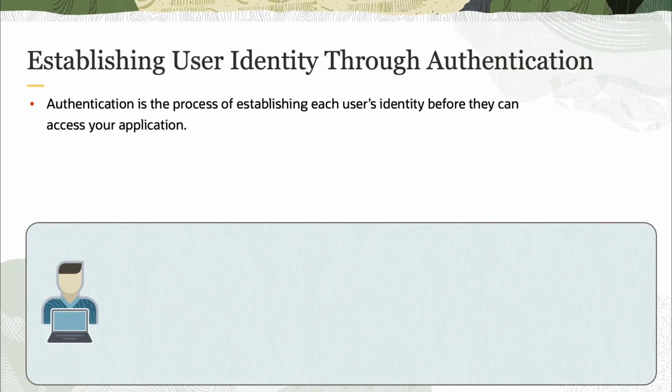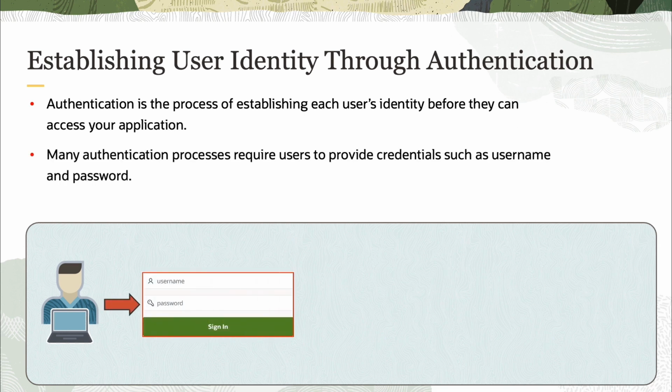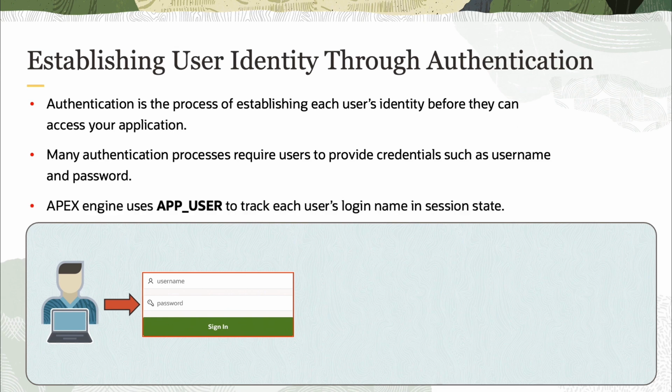Authentication is the process of establishing each user's identity before they can access your application. It may require a user to enter a username and password, or could involve the use of digital certificates or a secure key. If all the users have the same rights and privileges, they are referred to as public users. However, if your application must track each user individually, you must specify an authentication method. In Apex, the Apex engine uses APP_USER to track each user's login in session state.